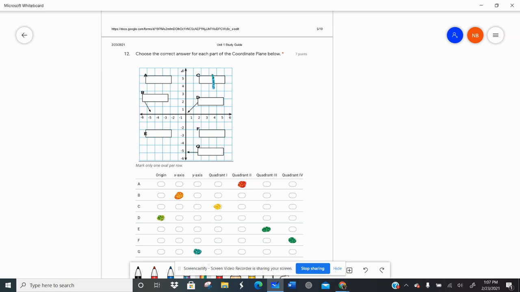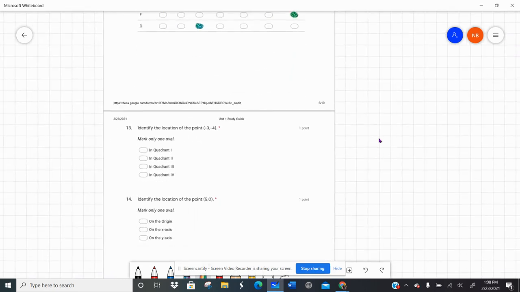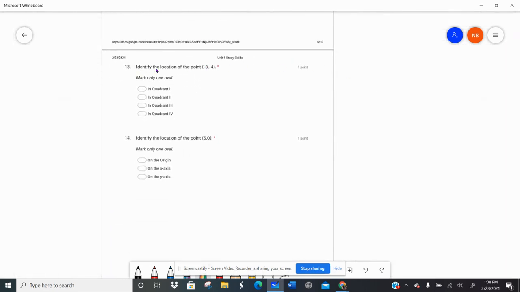So remember, 1, 2, 3, 4. X side to side, Y up and down, origin in the middle. We're getting so close, guys. All right, identify the location of the point -3, -4.